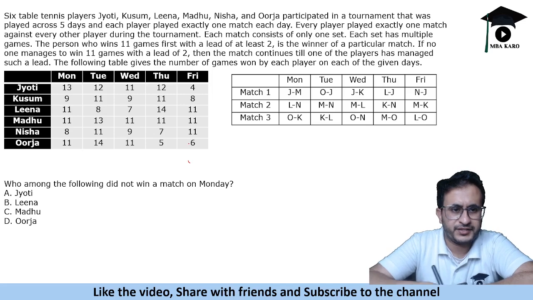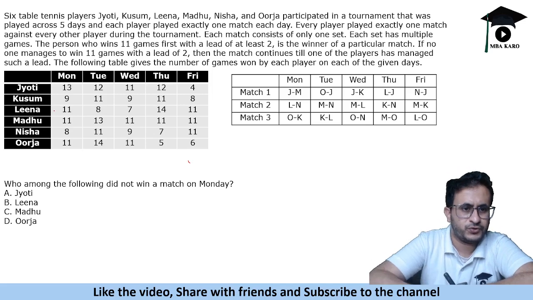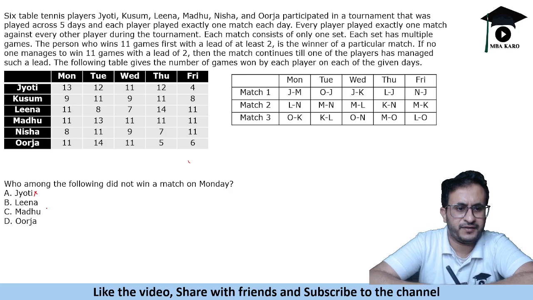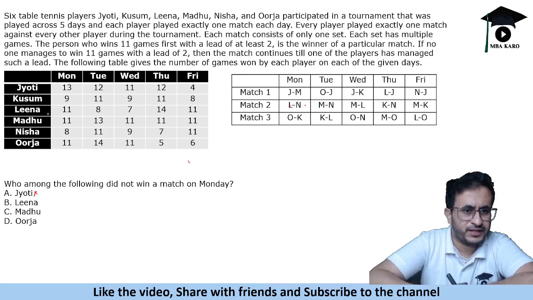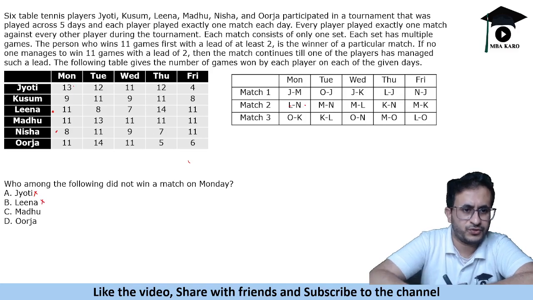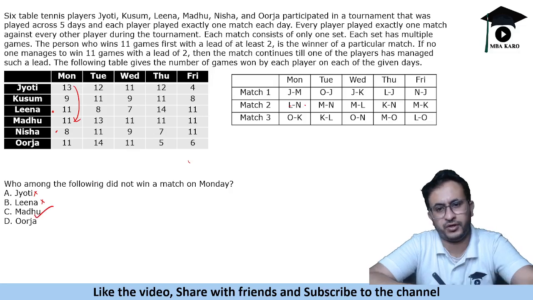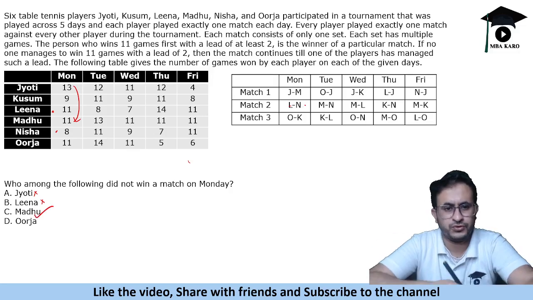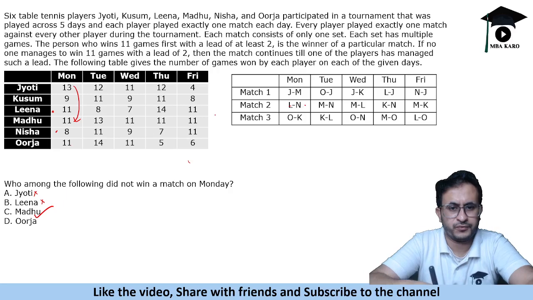So on Monday it is Jyoti versus Madhu. So Jyoti is the winner. Okay, Leena versus Nisha. So Leena is 11 and Nisha, so Leena is also winning. Then we have Jyoti versus Madhu, right? So Jyoti beat Madhu, 13-11. So Madhu did not win because Madhu lost to Jyoti, and Urja also won her match.